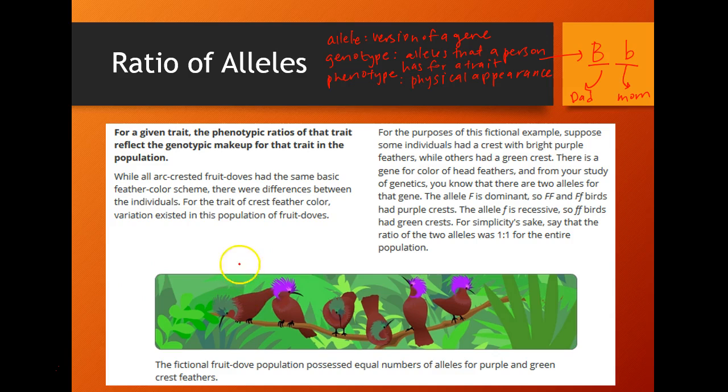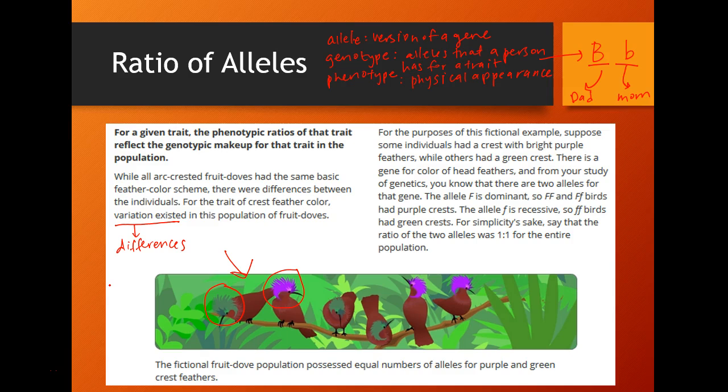Okay, so when we look at these birds here, we see some differences. We see some that have green feathers and others that have purple feathers. And so there are differences between these birds. And it says right here that variation existed. Variation meaning differences. And that's really important. For evolution to occur, there must be some sort of difference in the population.